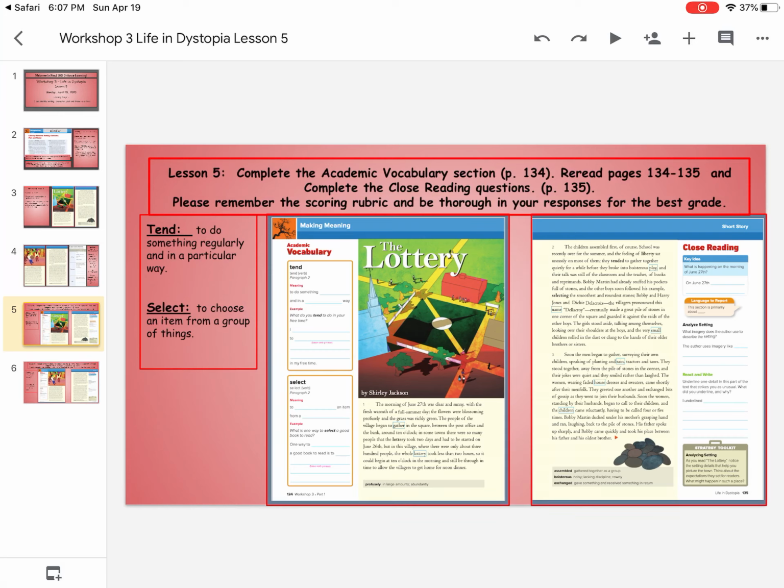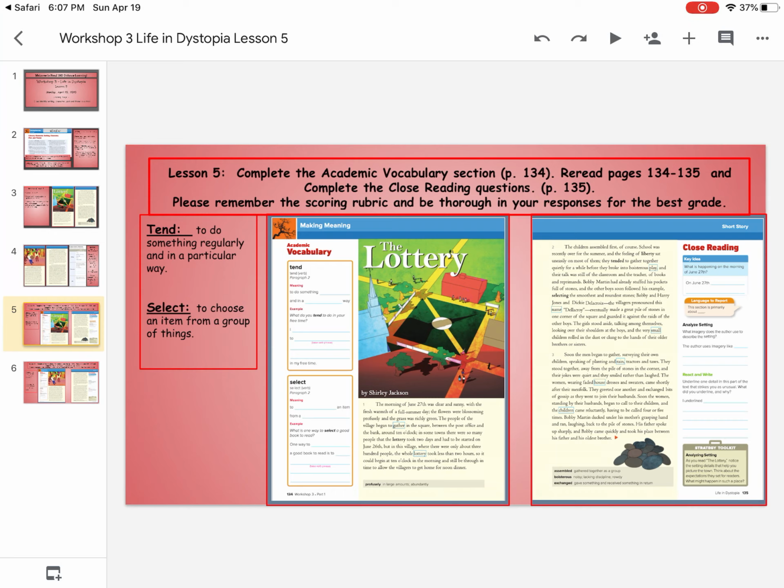We're going to move on to page 135. Now, what I'm going to have you do is we're going to reread paragraph 1. And that's talking about the setting, okay? Now, if you look at the key idea, what is happening on the morning of June 27th? So let's go back to page 134, and I'm just going to read paragraph 1.